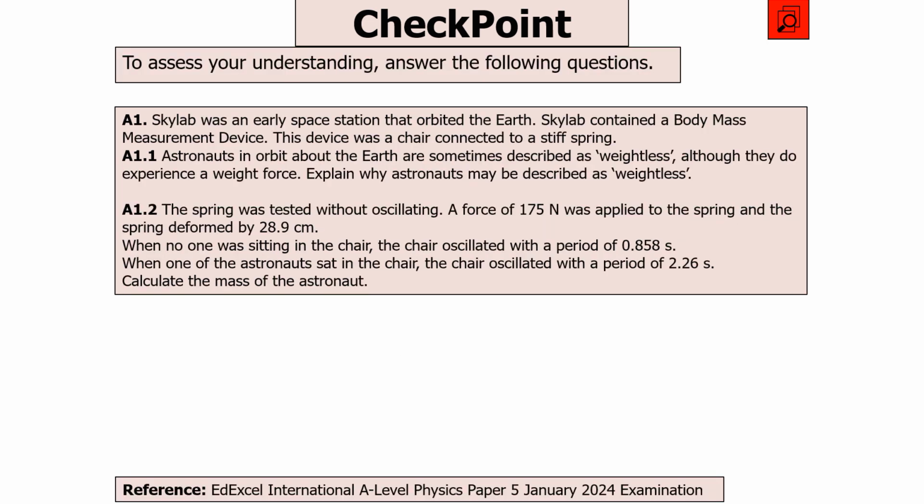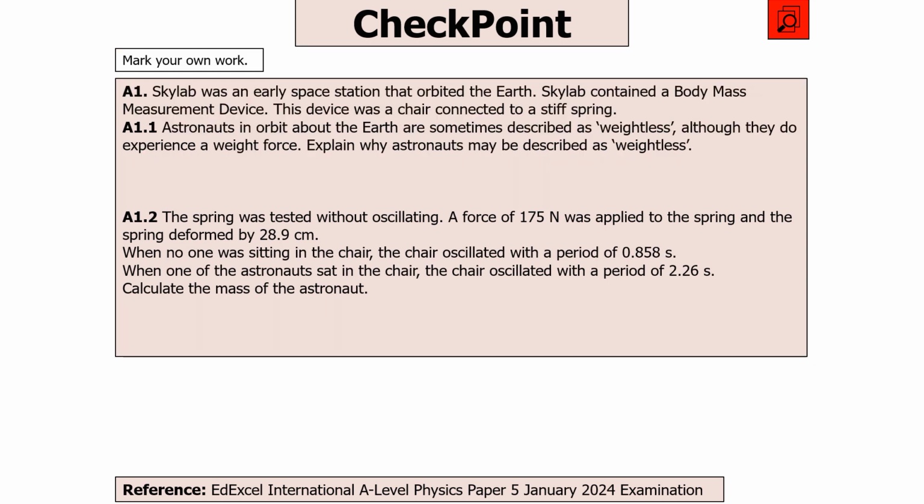The next question says, Skylab was an early space station that orbited the Earth. Skylab contained a body mass measurement device. The device was a chair connected to a stiff spring. Astronauts in orbit around the Earth are sometimes described as weightless, although they do experience a weight force. Explain why astronauts may be described as weightless. Then the spring was tested without oscillating. A force of 175 newtons was applied to the spring, and the spring deformed by 28.9 centimeters. When no one was sitting in the chair it oscillated with a period of 0.858 seconds. When one of the astronauts sat in the chair it oscillated with a period of 2.26 seconds. Calculate the mass of the astronaut. So pause the video now, then unpause the video when you want to go through your answer.